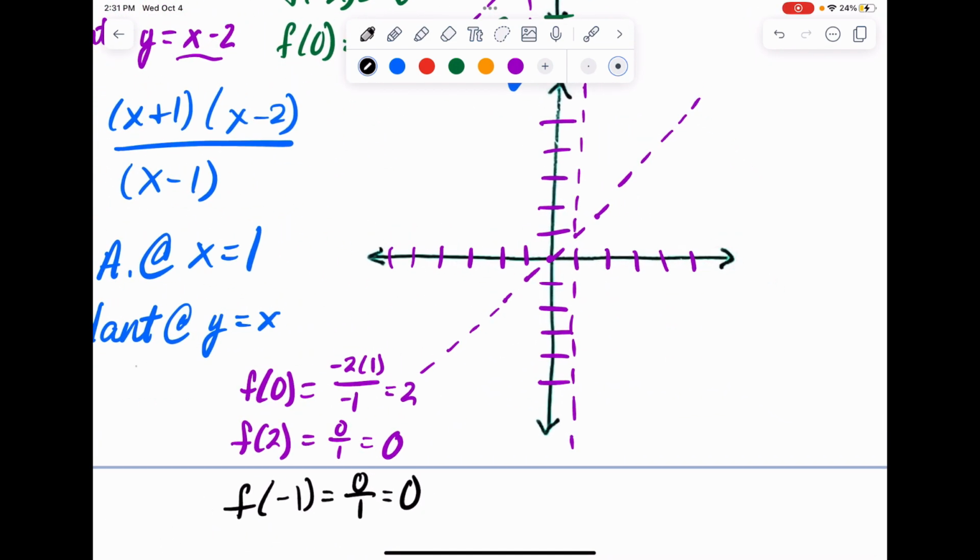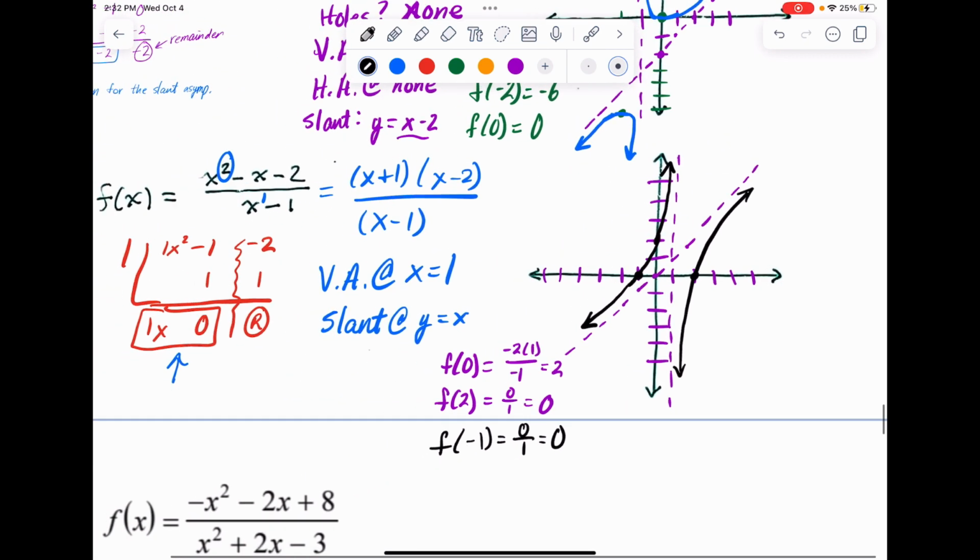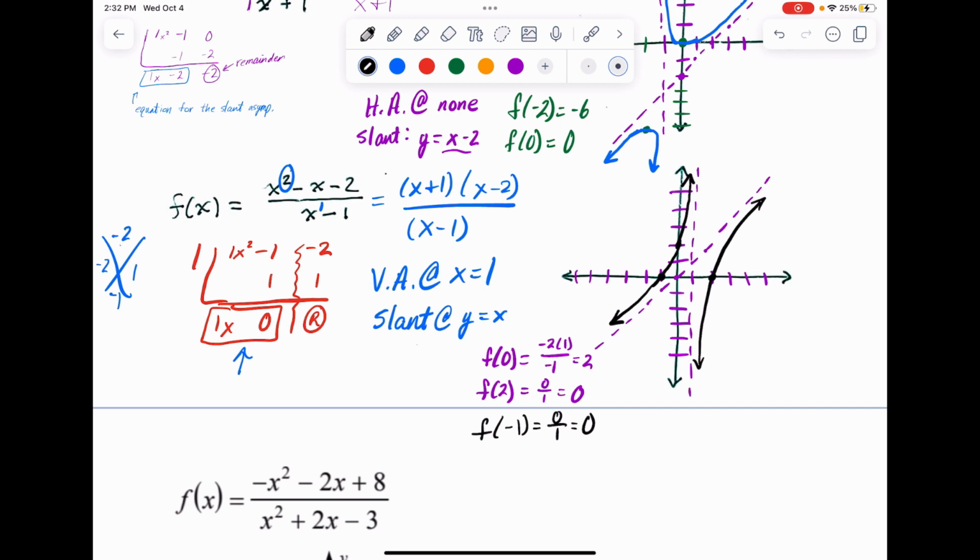So 0, comma 2, I've got a point here. 2, comma 0, I have a point there. And then at negative 1, 0, I said that I have another point. If you need more points, feel free to graph them. But I know that this is going to approach that point, it's going to go through that point, and it's going to look like that. And then lastly, my other point, it's going to look very similar, just like that. And that's pretty much it. That is the graph for that one.